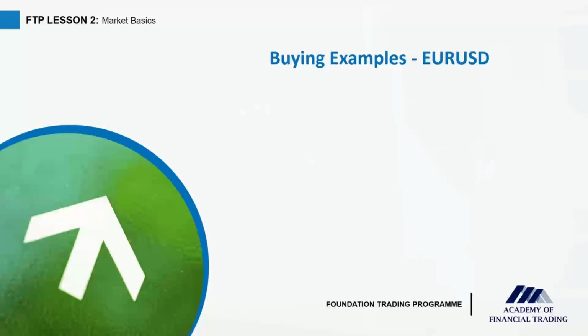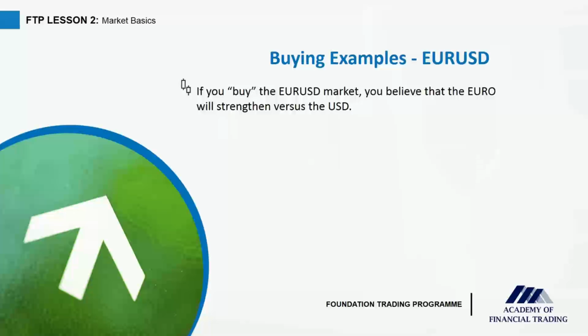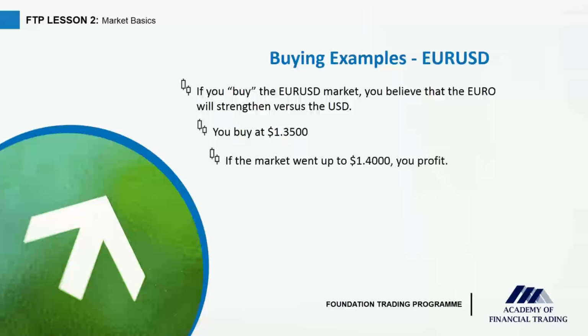Okay, so these exact same principles will apply across all asset classes. We'll look at the euro USD in this example. It's the most heavily traded instrument in the world, and of course it's in that forex asset class. So if you're buying euro USD, we believe that you're going to get more dollars for your euro over time, so you buy euro USD. It's how many dollars I'm going to get for my euro. So the lowest incremental move in the market is 0.0001. We spoke about that a moment ago. So if the market went from 1.3500 up to 1.4000, you would have profited.